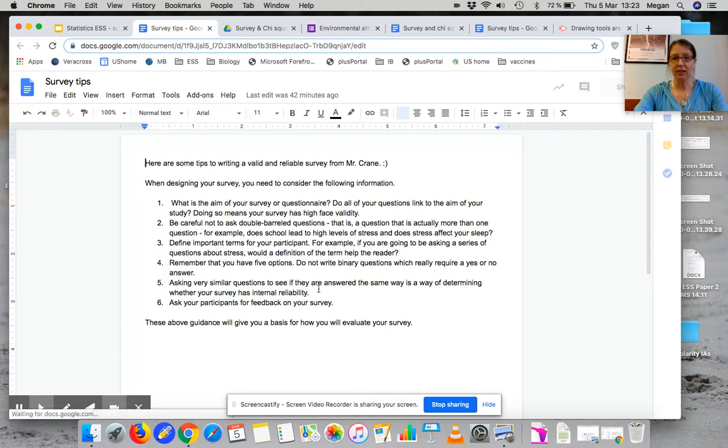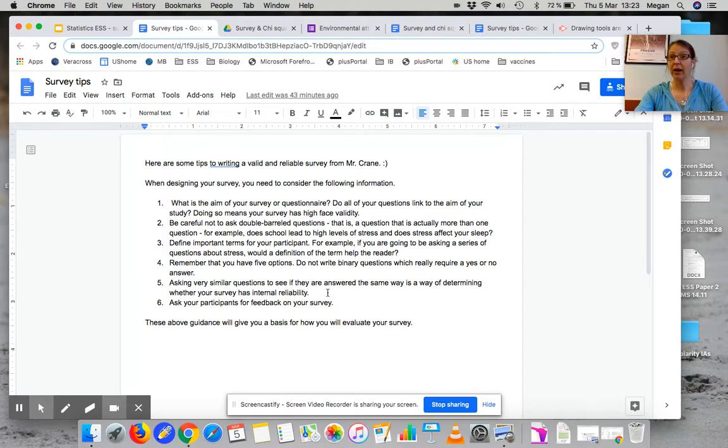You can see these things you need to consider when you're writing it. What's the aim of the survey? Do your questions link to the aim? Are you only asking one question, not multiple ones? Have you defined any important terms? There's only 5 options, and we'll look at what those options would look like. Have you asked similar questions so you can see if people are just randomly clicking or if they're actually reading the question?